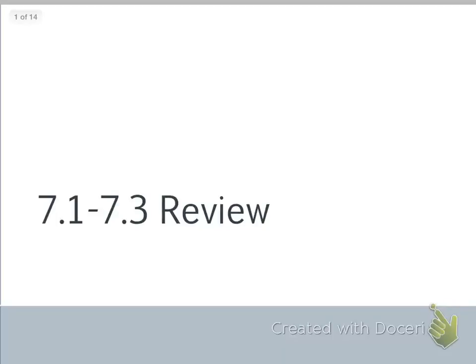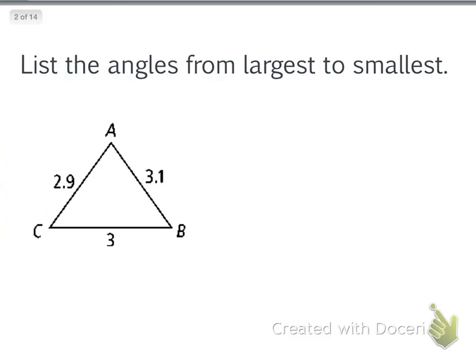Okay, this video is going to be a little bit of 5.6, 5.7, and then 7.1 to 7.3 review, so triangle similarity. So a little bit of 5.6, 5.7, listing the angles from largest to smallest. So I'm doing angles, largest to smallest.